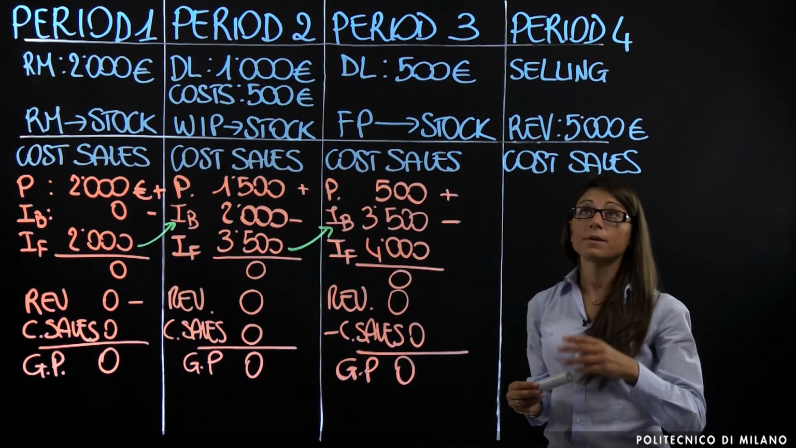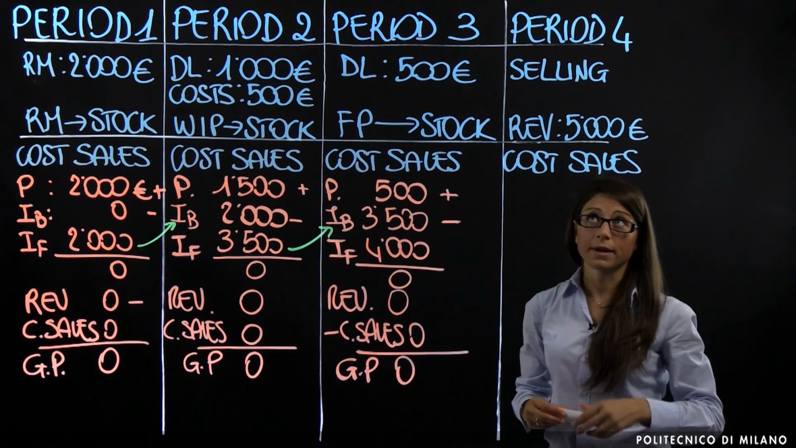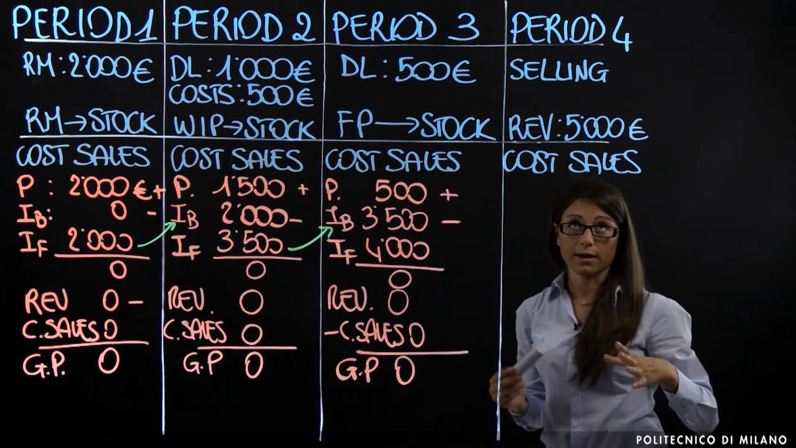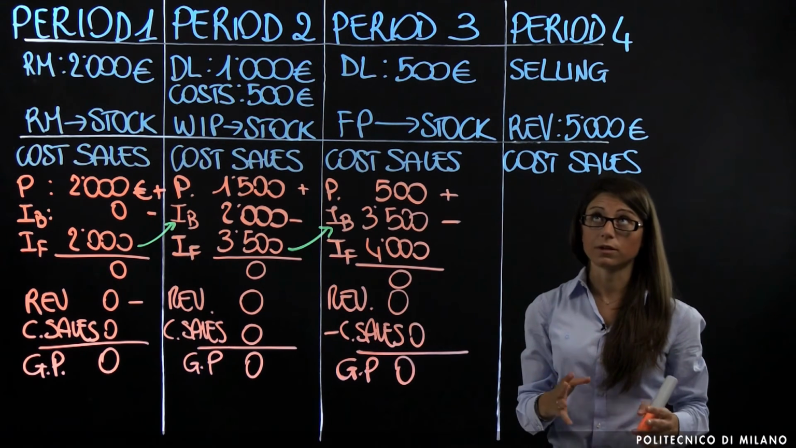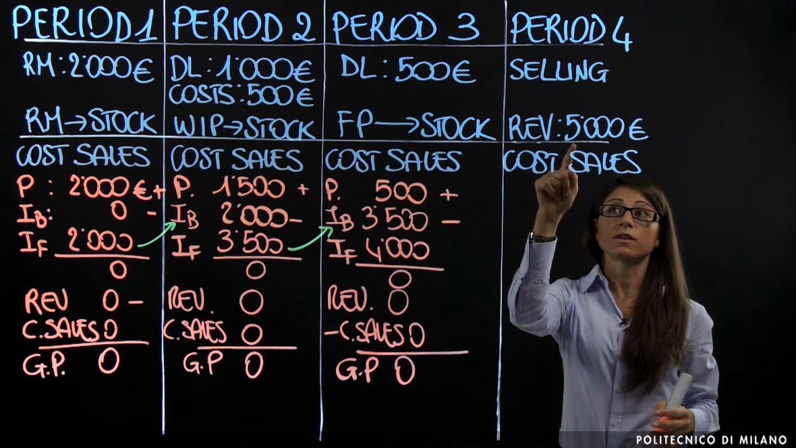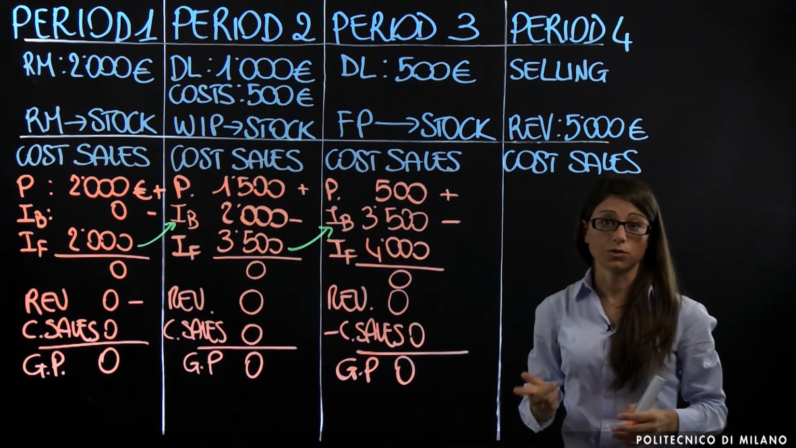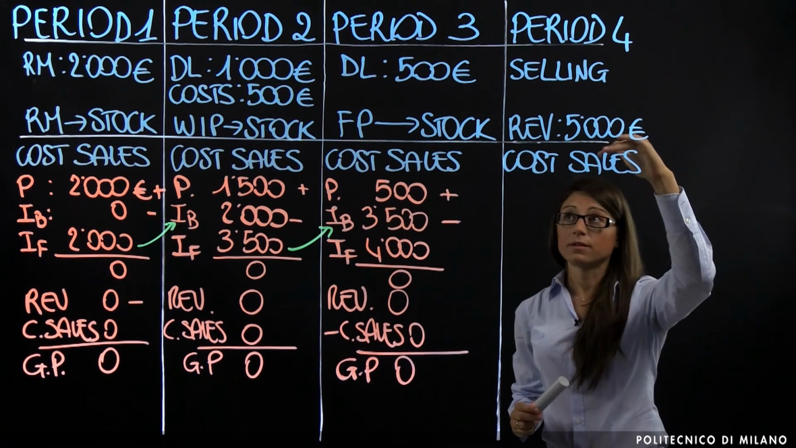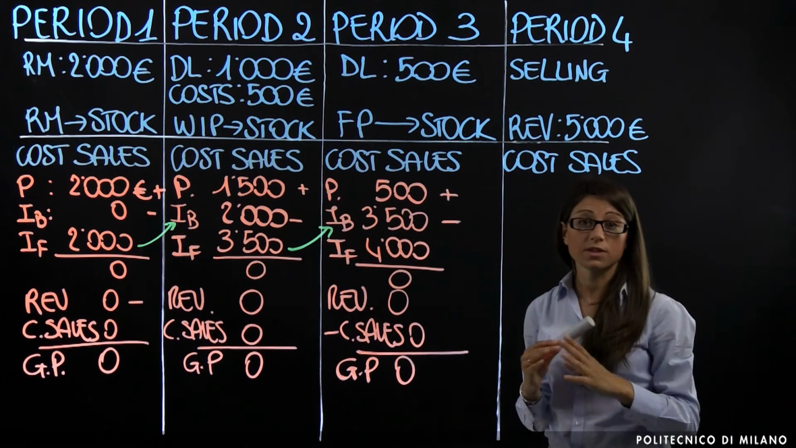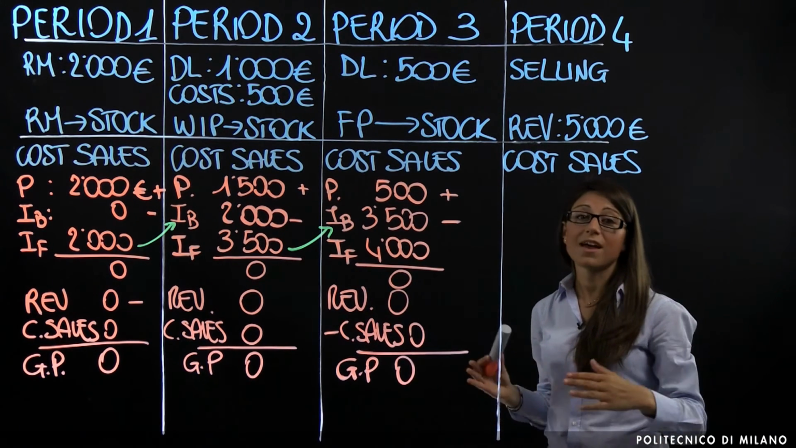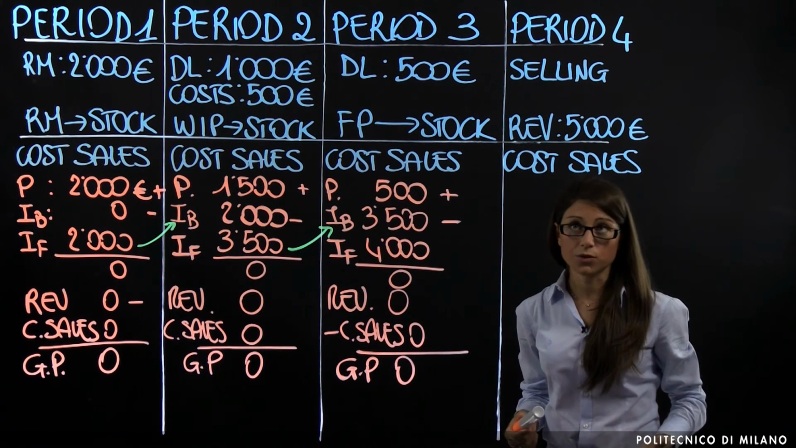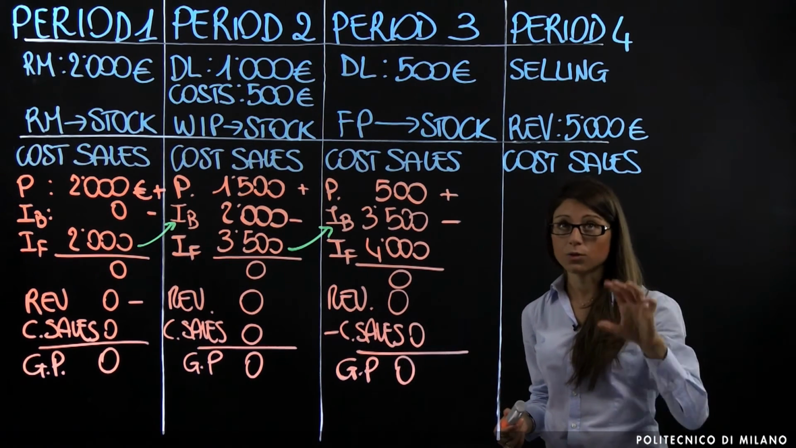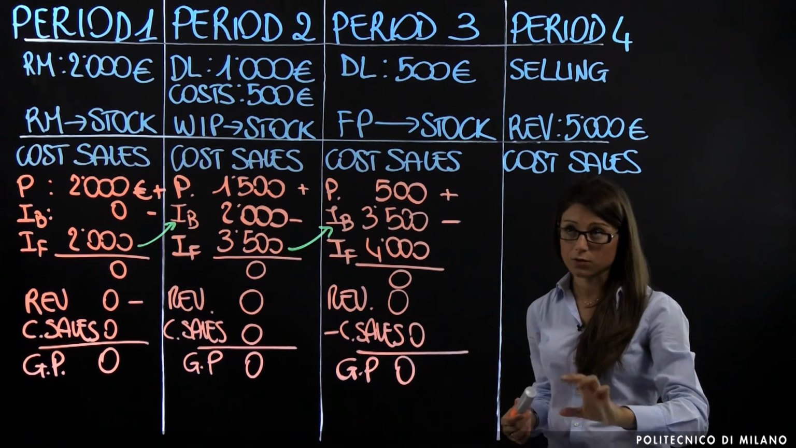What happens? It happens that finally the company is able to sell during period 4 all of the production of the bags. So the bags are sold during this period, and the revenue associated with these bags is 5,000 euros. We can see from the data that what happens in period 4 is just the selling activity. So we do not have any final inventories, and moreover we do not have any additional purchases of resources, and we are required again to calculate the cost of sales and then the gross profit.